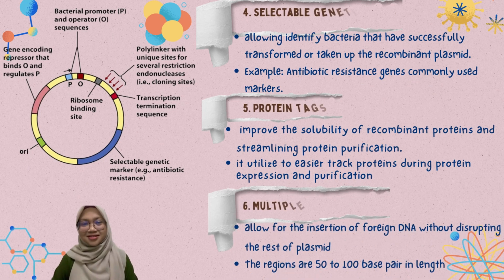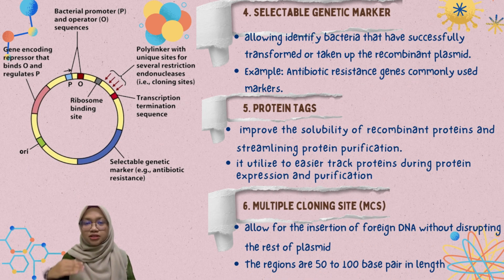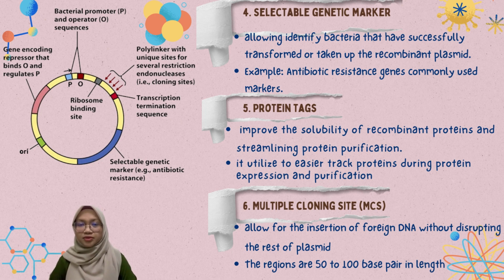Then, another element is the selectable genetic marker, which allows us to identify bacteria that have successfully transformed or taken up the recombinant plasmid. Antibiotic-resistance genes are commonly used as selectable markers. Protein tags are also one of the elements in protein expression. They act as a convenient tool which improves the solubility of recombinant proteins and streamlines protein purification. Furthermore, they are used to more easily track proteins during protein expression and purification.